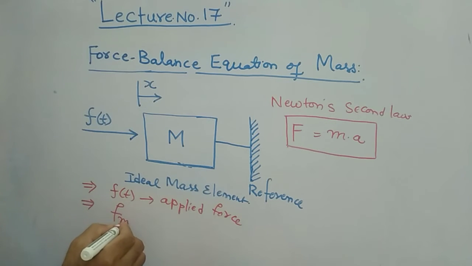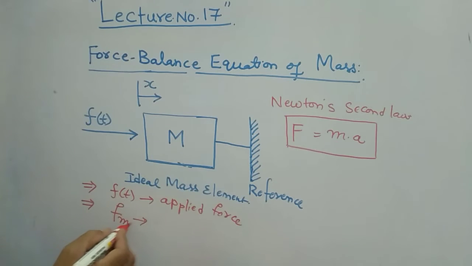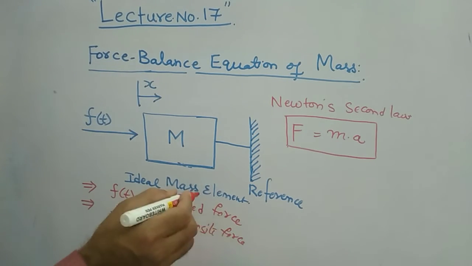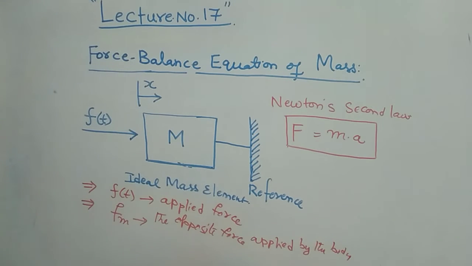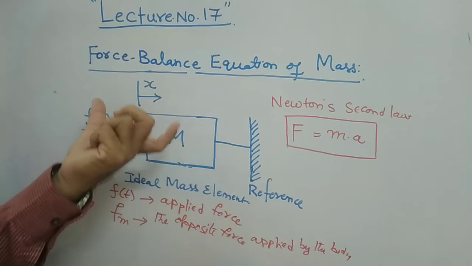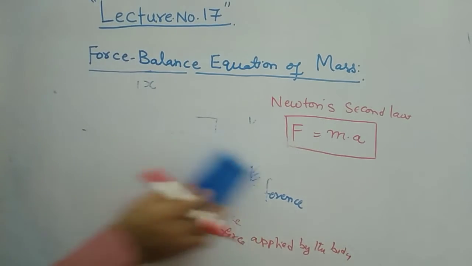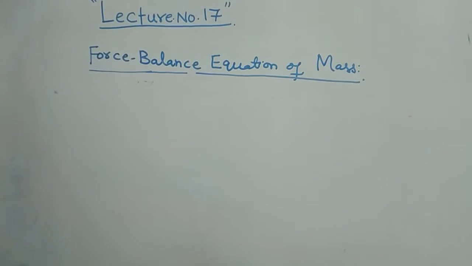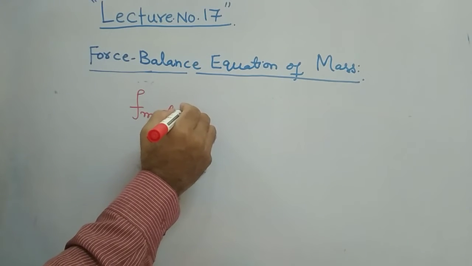And F suffix m is the force applied by the body of mass m. Fm is the opposing force, the opposite force applied by the body. According to Newton's second law, this Fm is directly proportional to the acceleration. This is the basic fundamental I am explaining to you, so please listen very carefully, and afterwards you will enjoy solving problems. So what I mean is that Fm is directly proportional to acceleration, a.